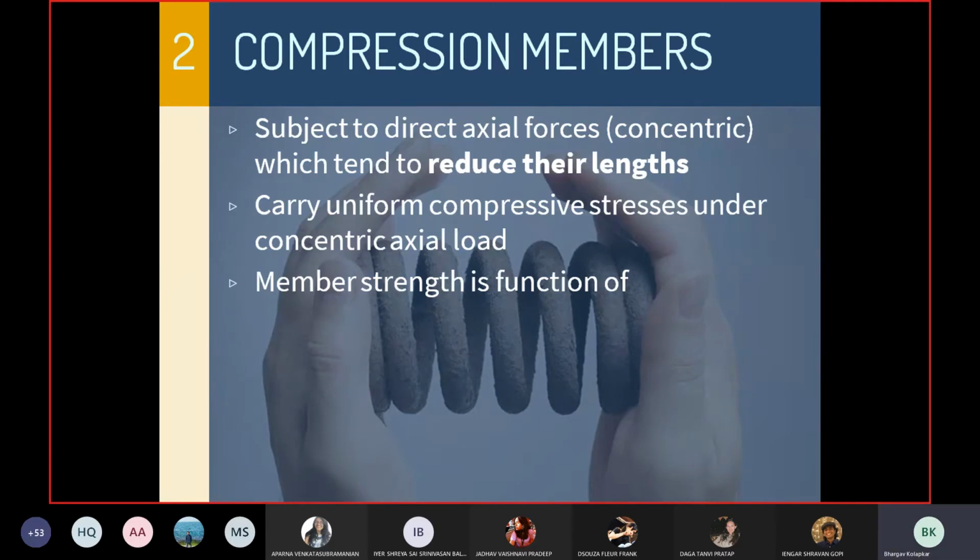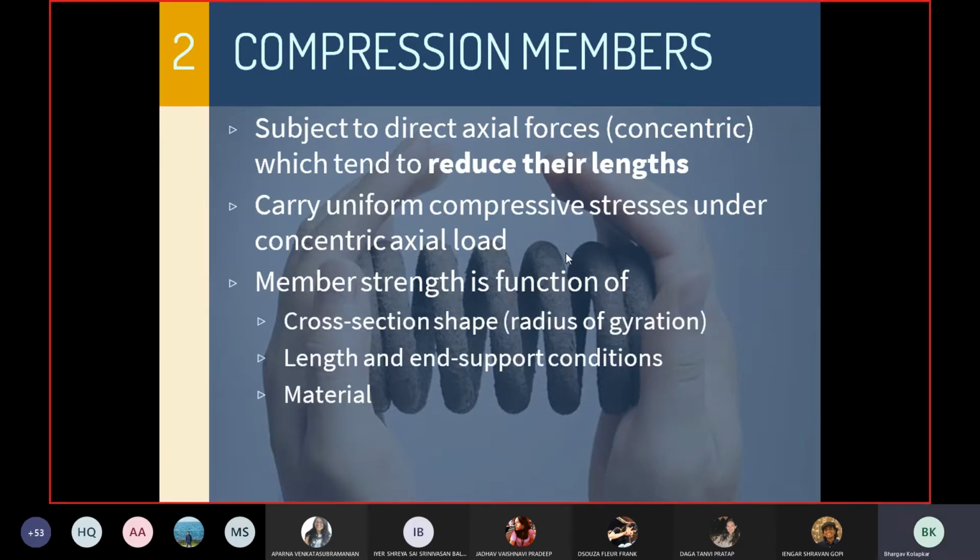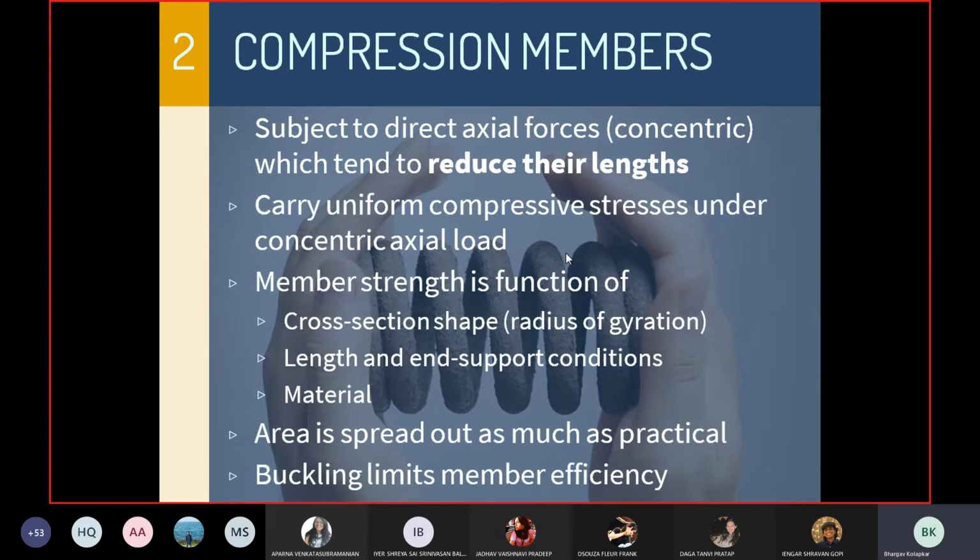Then we have compression members. Naturally, tensile forces cause tensile members, and compressive forces cause compression members. These are subject to direct axial forces, which tend to reduce their lengths. Just like tension members, these carry uniform compressive stresses under concentric axial load. Everything else remains the same except that now the nature of the force is reversed. It was tensile before, it is compressive now.